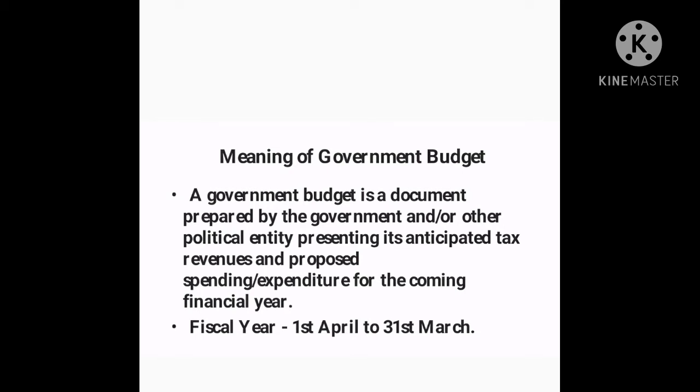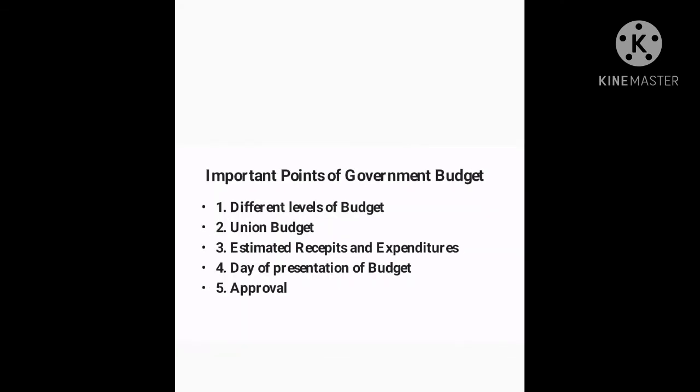Okay, students. Now, next is important points of government budget. First, different levels of budget: central, state, and local. They know their state demands and prepare budget according to that. Second, union budget. Union budget of India is the country's comprehensive annual financial statement. The union budget consists of a detailed account of the government's finances, its revenues and expenditures.